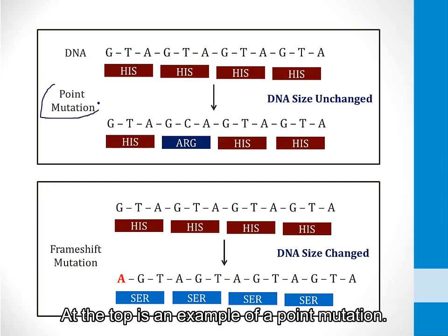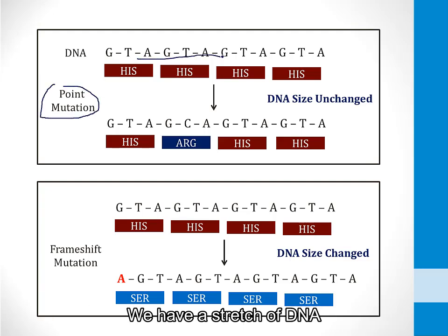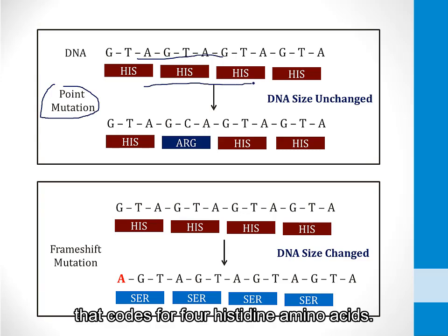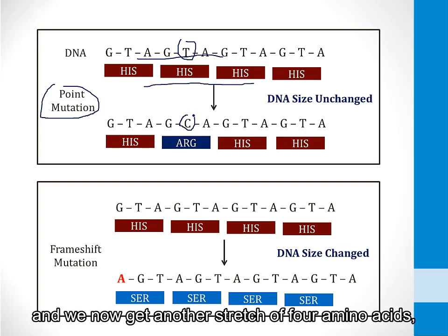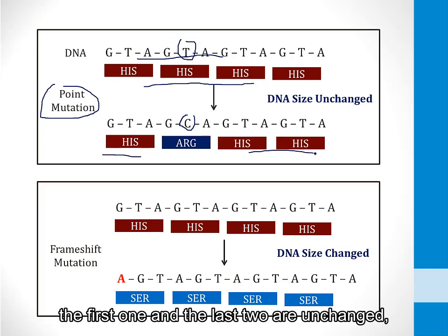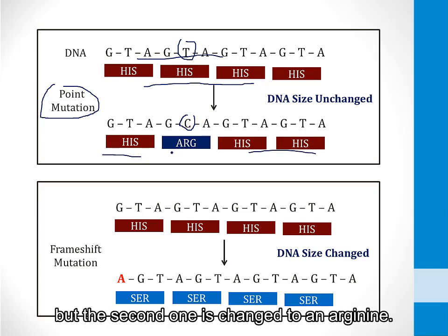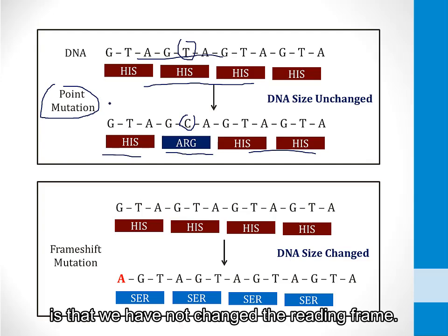At the top is an example of a point mutation. We have a stretch of DNA that codes for 4 histidine amino acids. We then change this single T right here to a C, and we now get another stretch of 4 amino acids. The first one and the last 2 are unchanged, but the second one is changed to an arginine. What's happened here is that we have not changed the reading frame.